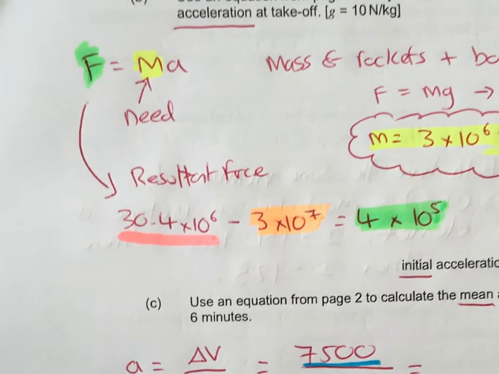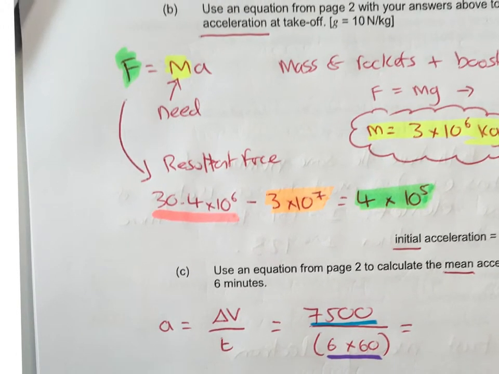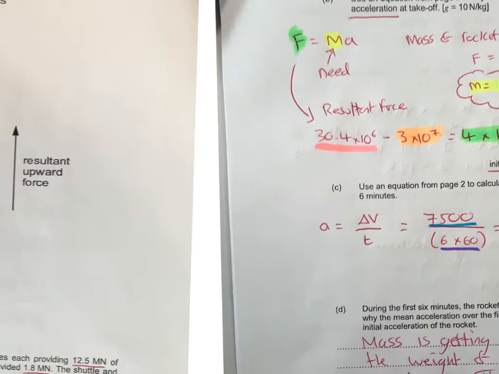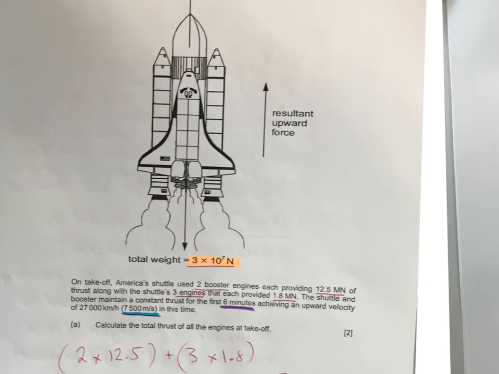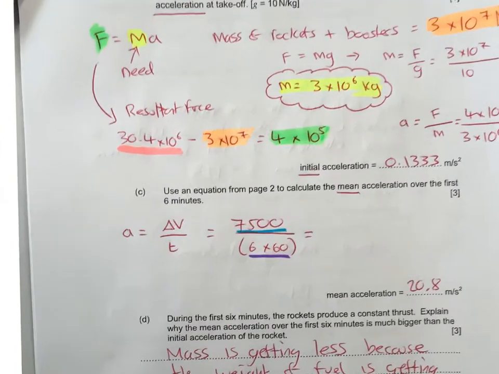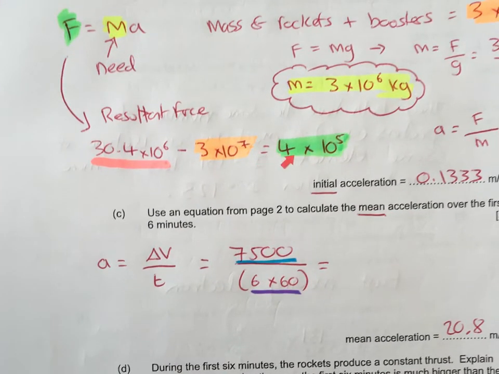What about my resultant force? My resultant force is the upward force minus the weight. Remember I worked that out on the first page, 30.4 per there. That's my total upward force. To get my resultant force, I take my other force from it, so it's one minus the other. I'm going to minus 3 times 10 to the power 7. That gives me a resultant force, an overall force, of 4 times 10 to the power 5.